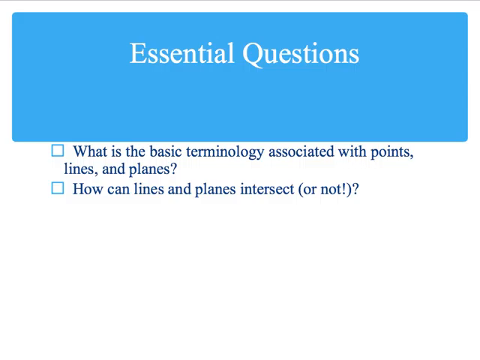The two questions that I'm expecting you to be able to answer at the end, and that I'll give you some practice problems on for this particular video, include: what is the basic terminology associated with points, lines, and planes? And how can lines and planes intersect? Or how can't they intersect?